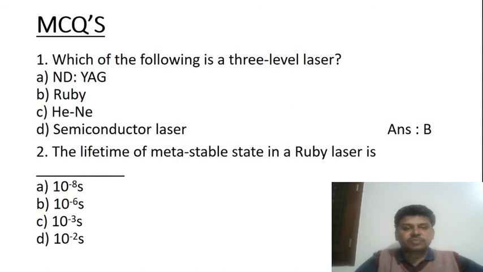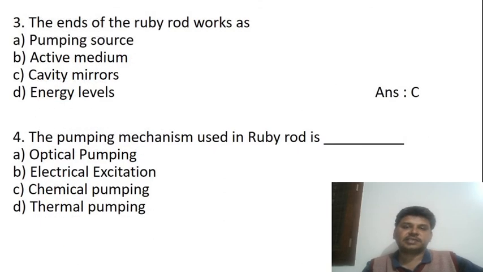Second one: the lifetime of the metastable state of a ruby laser is, as given in the energy level diagram, 10 to the power of minus 3 seconds. Third one: the ends of the ruby rod work as cavity mirrors. It is not a pumping source, it is not an active source, and it is not an energy level.